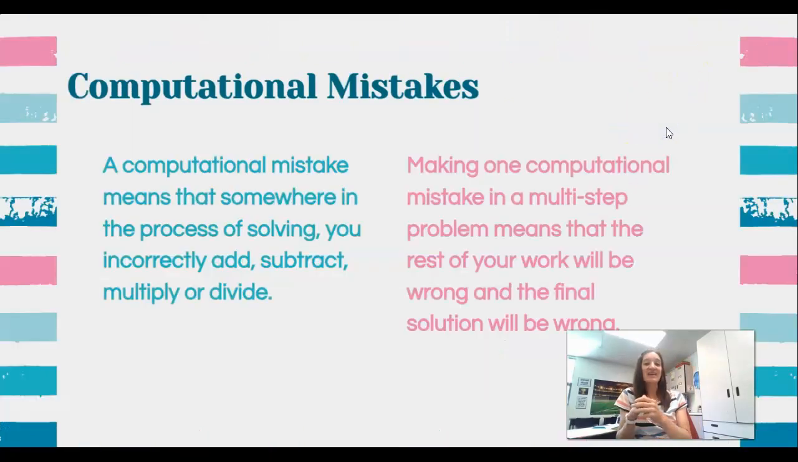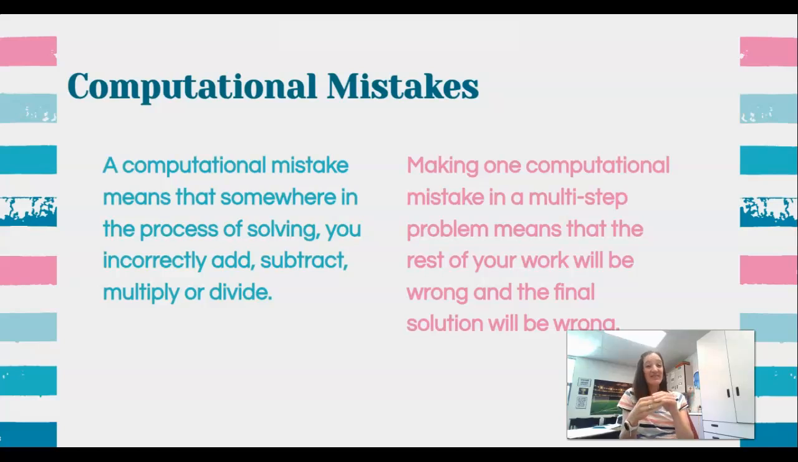The next mistake is called a computational mistake. Computational kind of sounds like a computer, right? So when you are making a computation mistake, it means you're making a mistake when your brain is like the computer part of it, when you're adding, subtracting, multiplying, or dividing. If you make any of those mistakes, when you add something wrong, you subtract something wrong, you divide or multiply incorrectly, that's called a computation mistake.